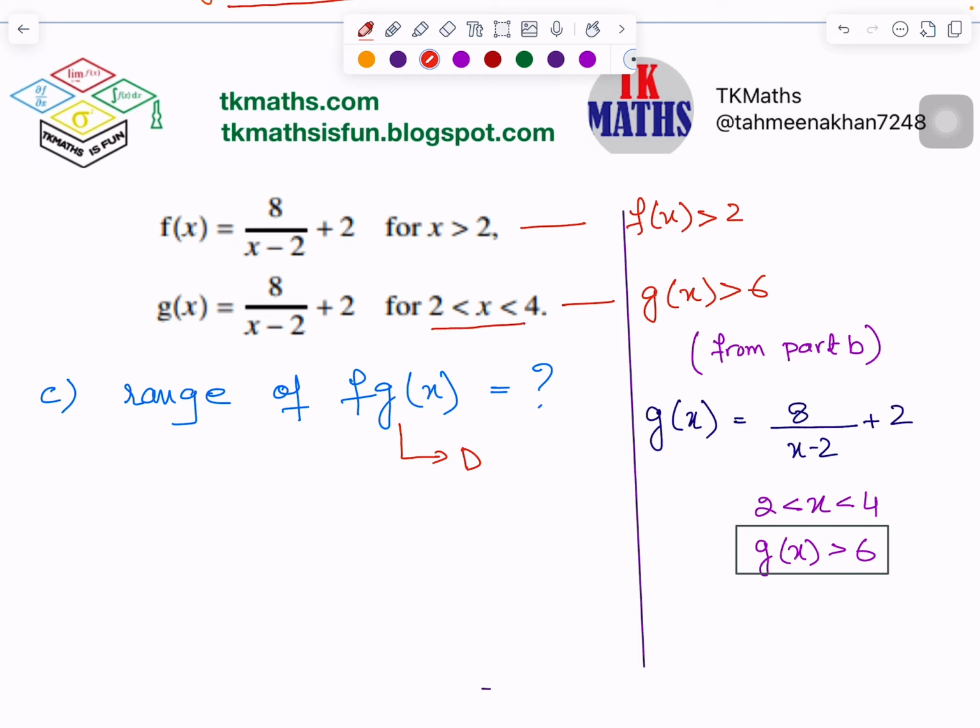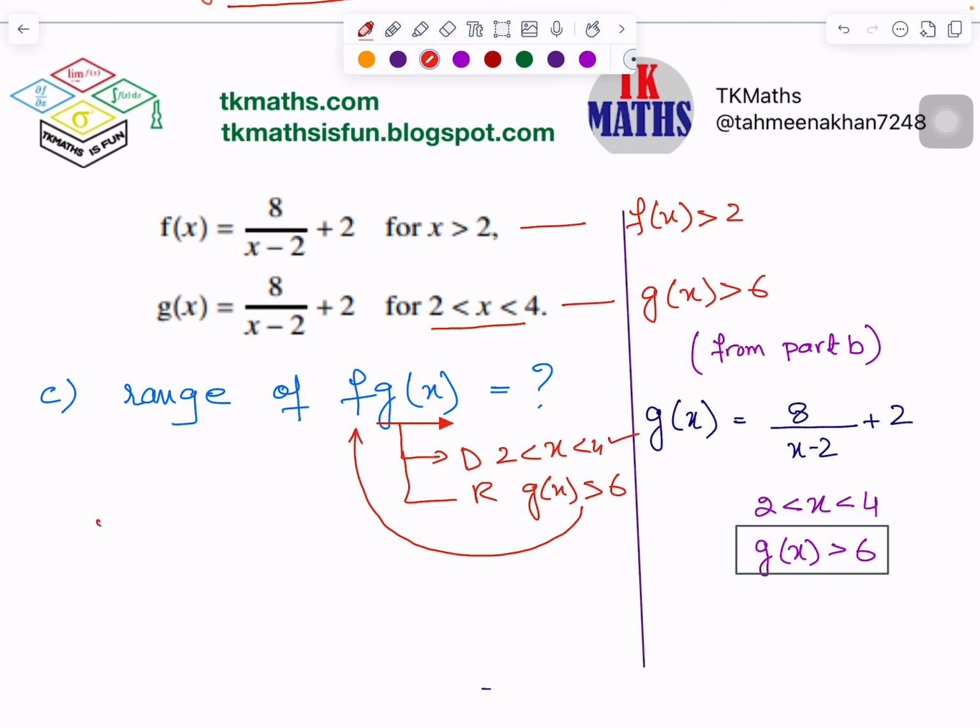This one, right? This domain gives you the range greater than 6. This range will become the domain of f. This is the main thing about composite function. Whatever is the range of g for the given domain, that will become the domain of f.